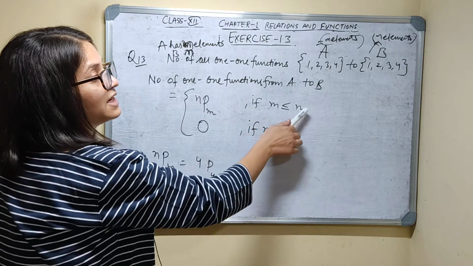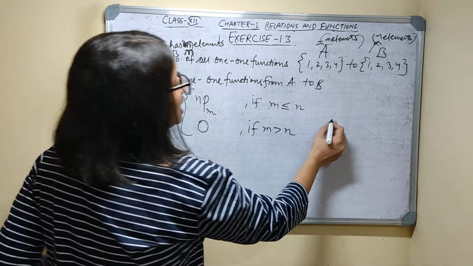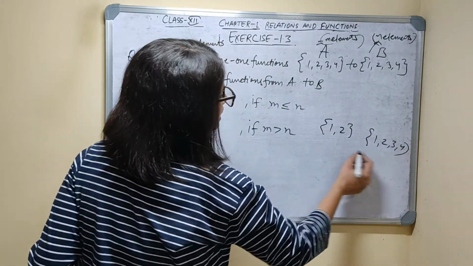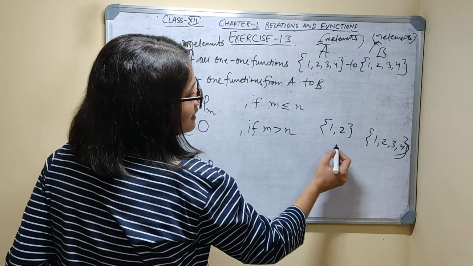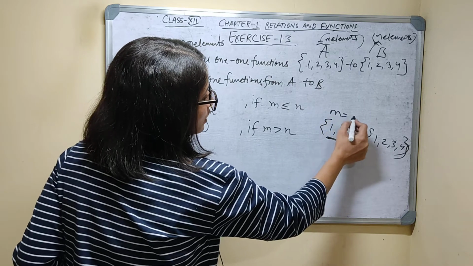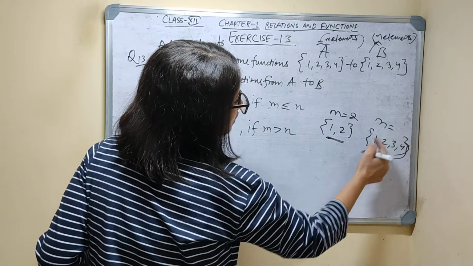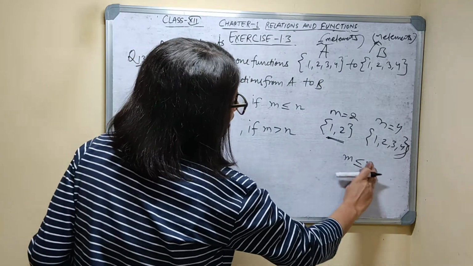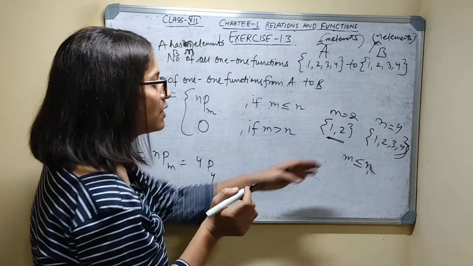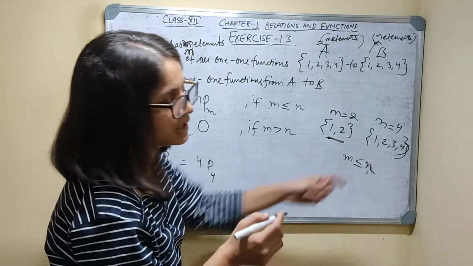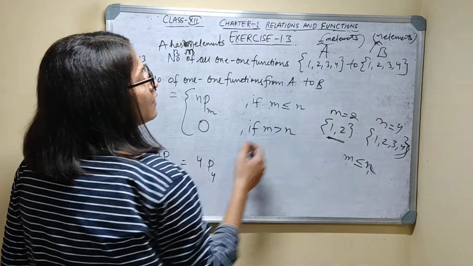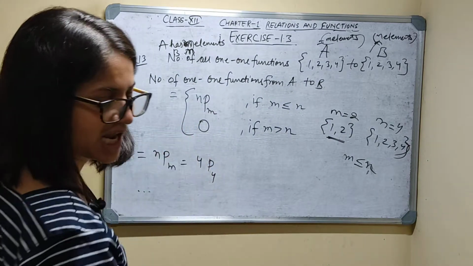Only when m is less than or equal to n. If here 1, 2 and here it is 1, 2, 3, 4, so you know here m is less than or equal to n. Here m is equal to what? 2 elements, 1, 2. Here n is equal to what? How many elements? 1, 2, 3, 4. So here m is less than or equal to n. You can say number of elements in the first set should be less than the second set or equal. Here it is equal. So if it is less or equal, you can take nPm.